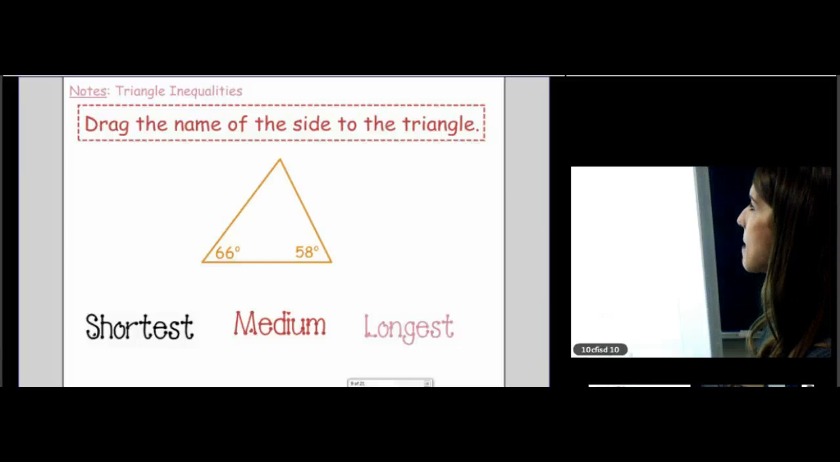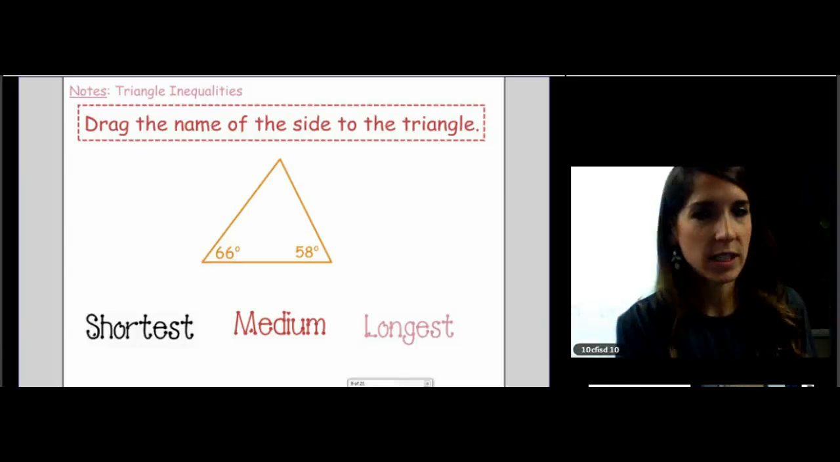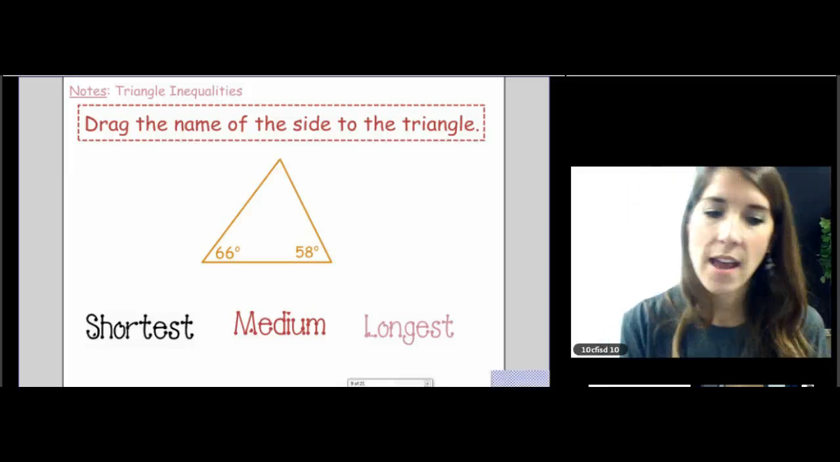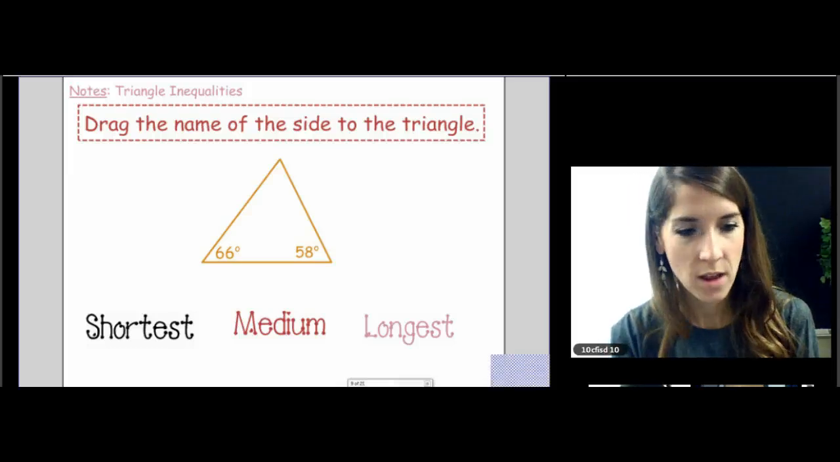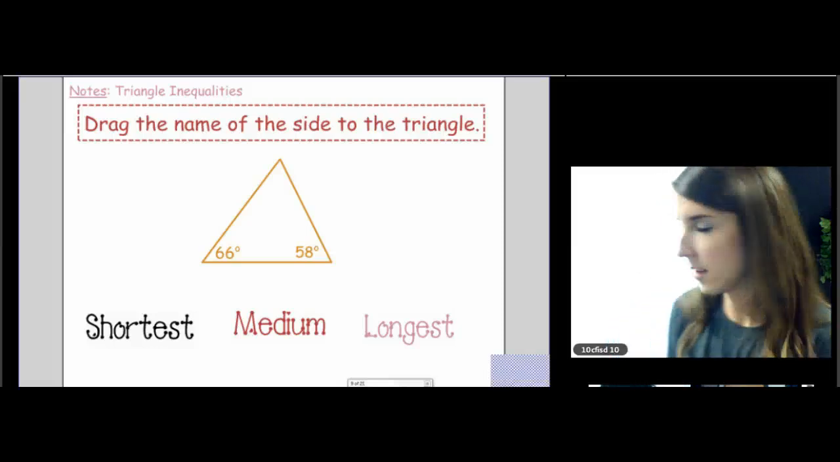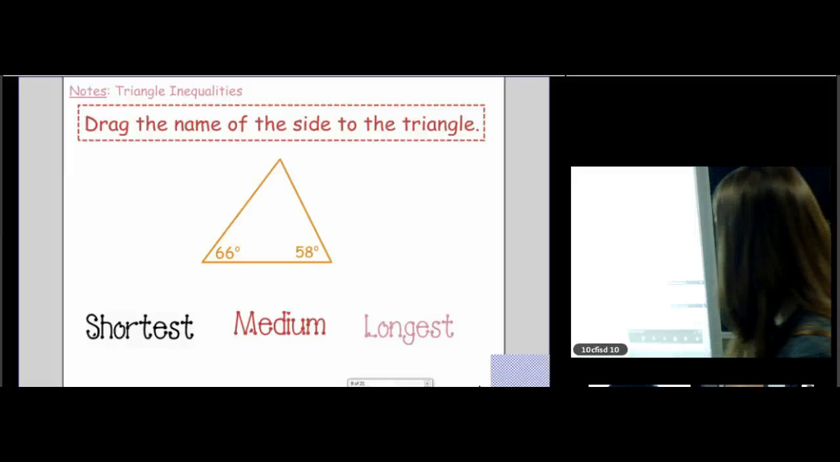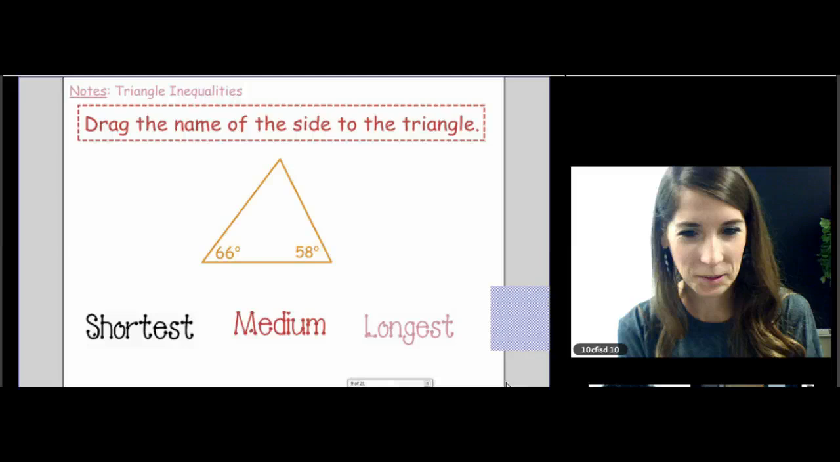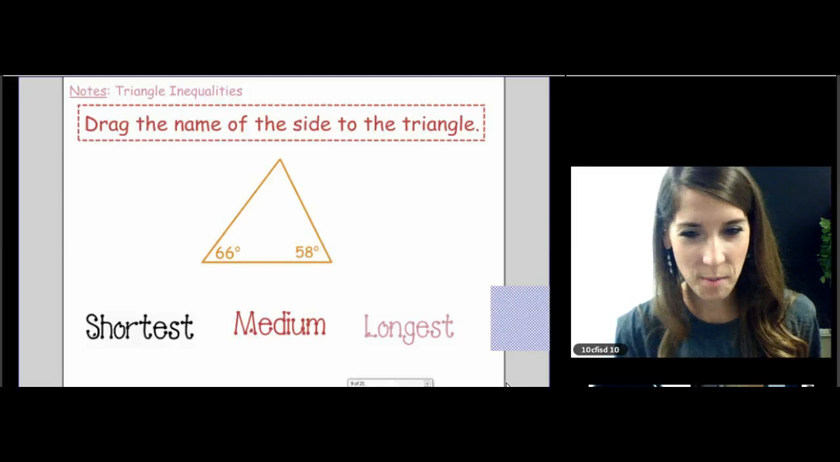So, drag the name of the side to the correct spot on the triangle. I want to know the shortest side, the medium side, and the longest side. Would someone like to request control and drag those to the correct side? Oh, Graham was first. Sorry, Graham won. Man, you were quick. Now you have to solve the problem.